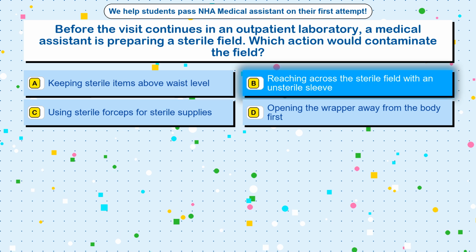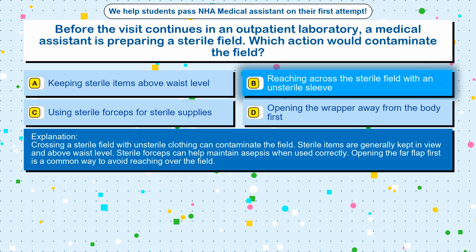The correct answer is option B, reaching across the sterile field with an unsterile sleeve. Crossing a sterile field with unsterile clothing can contaminate the field. Sterile items are generally kept in view and above waist level. Sterile forceps can help maintain asepsis when used correctly. Opening the far flap first is a common way to avoid reaching over the field.